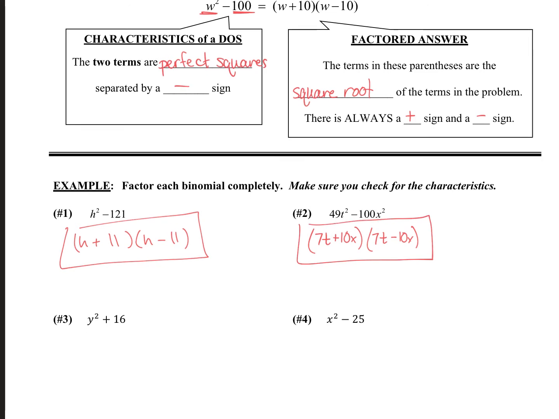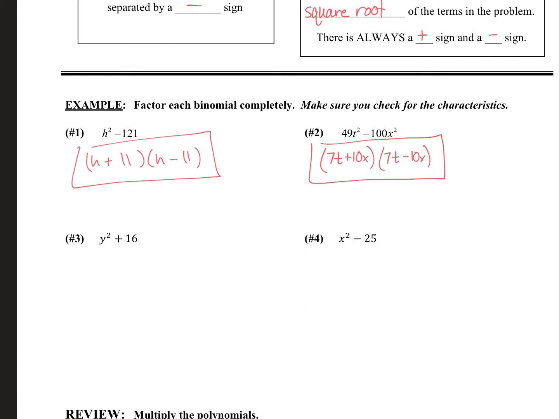Let's look at the third example. Remember, we are factoring difference of squares. Do we have a difference of squares? Remember, difference means subtraction. So no, we don't. We're adding these. y squared is a perfect square, and 16 is a perfect square, but this isn't a difference of squares, so we can't factor this. It doesn't work.